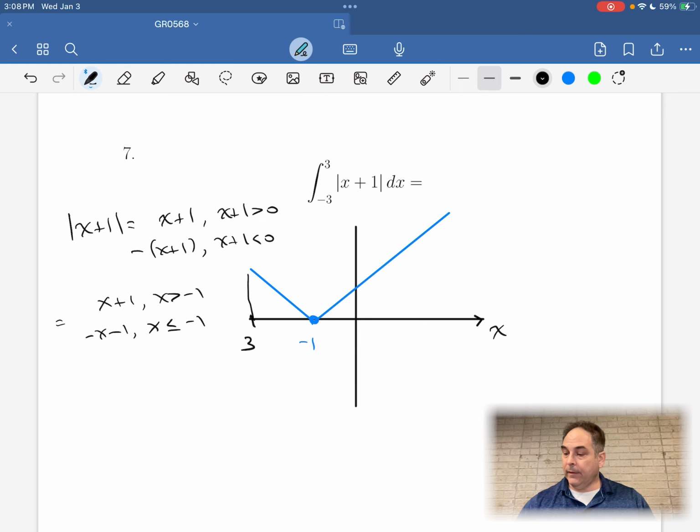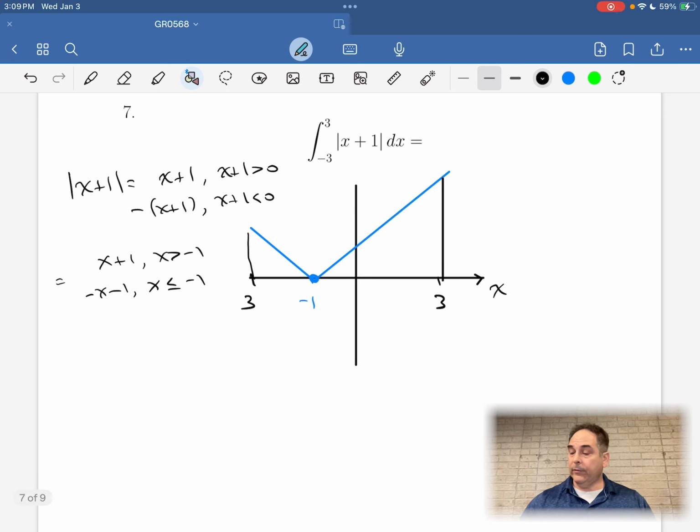So if I look at this area, let me make that a little better. Okay, we see that we have two triangles. We just have to figure out the heights and the widths of each of these triangles. This triangle has a height of 4 and a width of 4. So area is 1/2 times 4 times 4, which is 8.